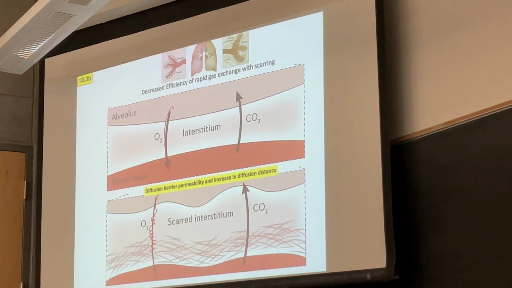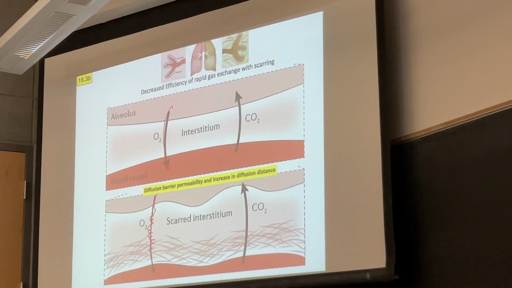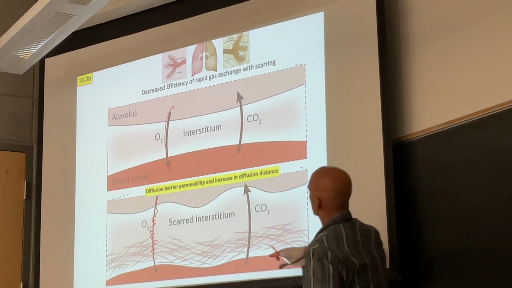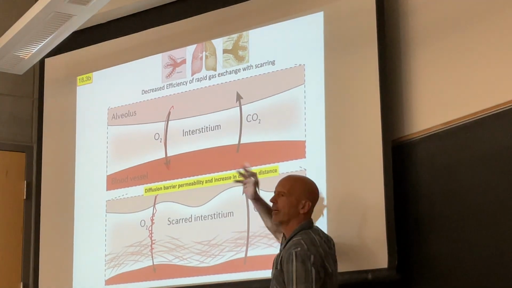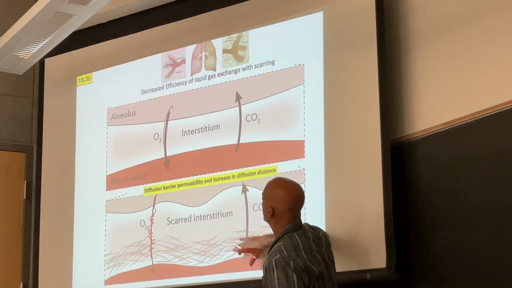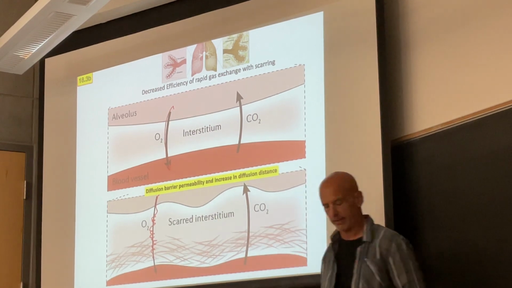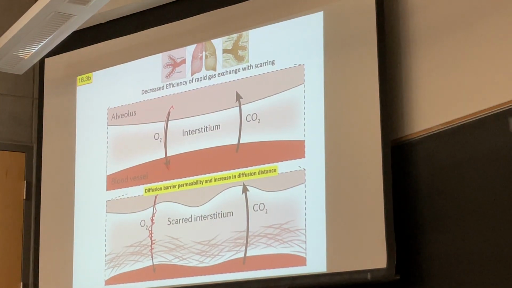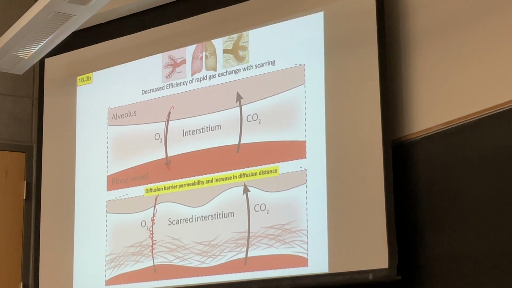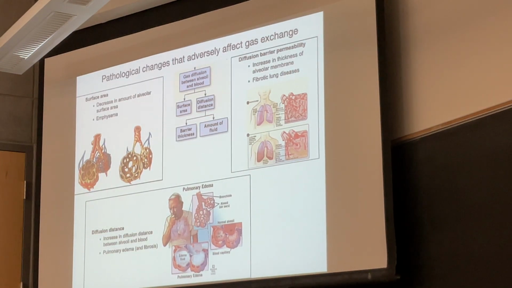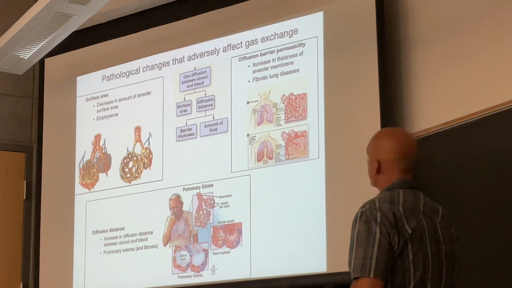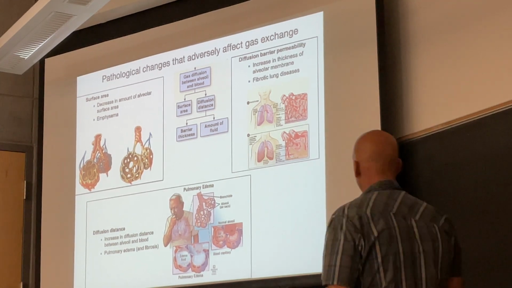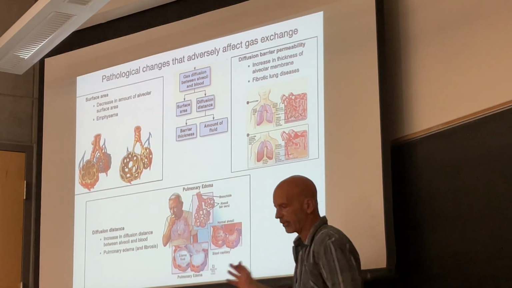right? That was a R4. You increase the distance a little bit, or sorry, it's R squared. It's going to have a large effect on diffusion. So anything that affects this distance in between your alveoli and your capillaries is going to affect that diffusion difference, right? So just basically pathological changes that are adversely affecting some sort of gas exchange.